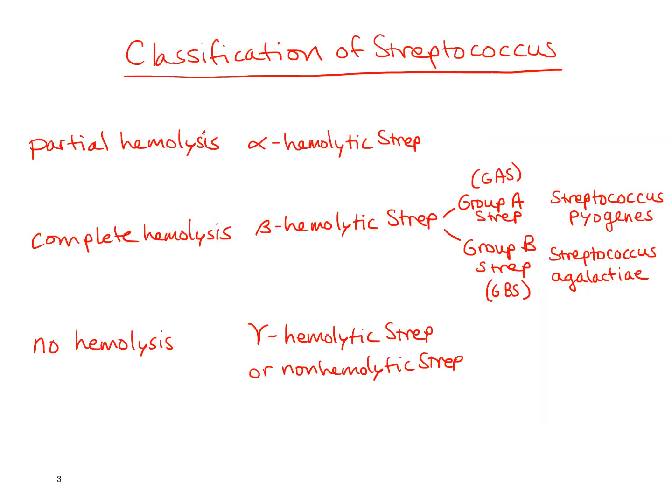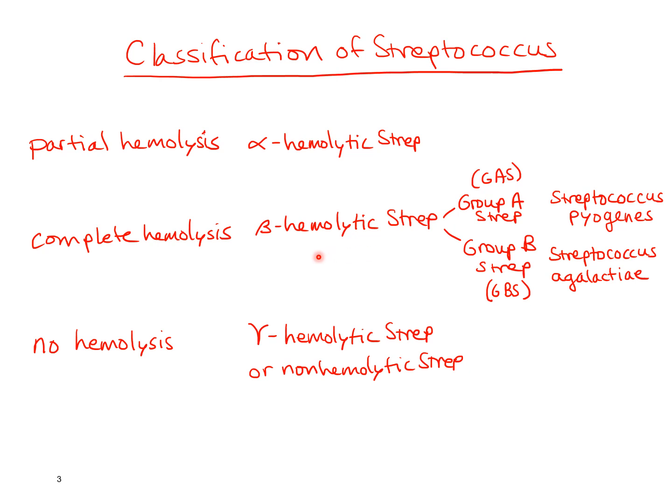So here I've just put everything together with the two classification systems that are used with Streptococcus, to hopefully make it a little bit more clear. So I've got the hemolytic groups. So alpha hemolytic strep, remember, is going to partially hemolyze the red blood cells. So it'll turn kind of a greenish color on the blood agar. And then beta hemolytic strep is going to completely hemolyze the red blood cells. So it'll turn the blood agar clear.